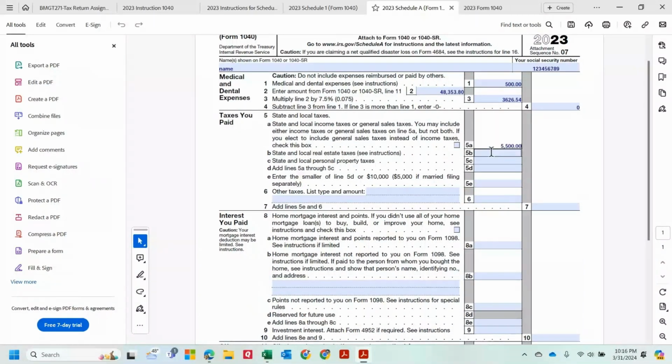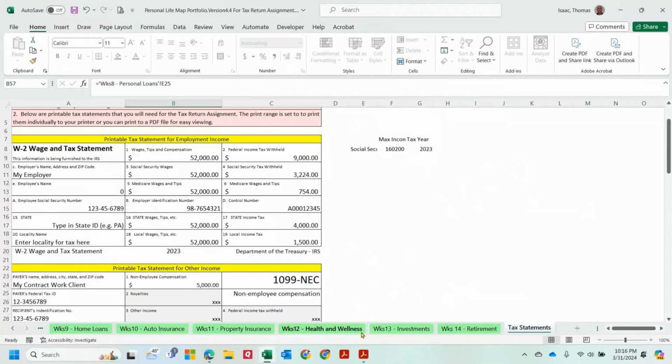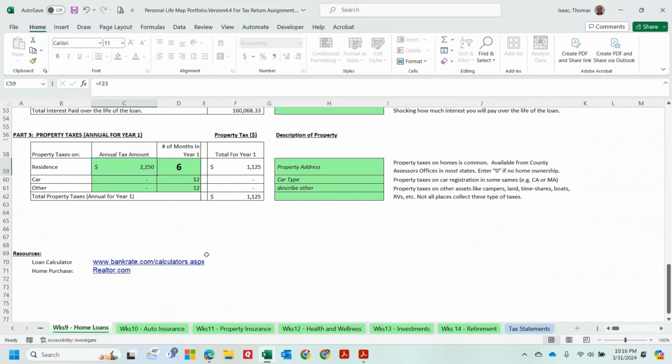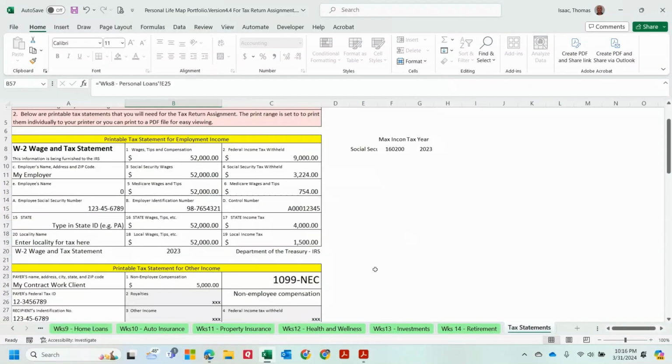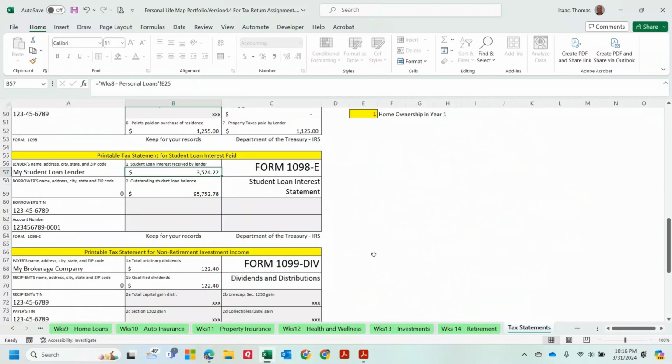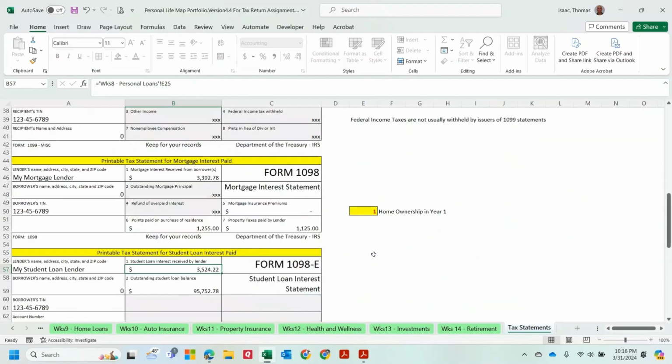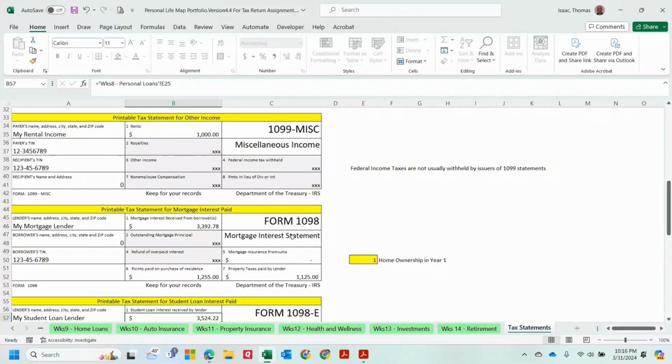So let's deal with the real estate taxes first. The real estate taxes would have come from our home loan section. So we have property taxes on that residence. Now, you will get a tax statement on this. So if I come down here and I look at this, you're going to notice as well in my mortgage interest statement, Form 1098, not only has my mortgage interest, but it also has property taxes paid by the lender.